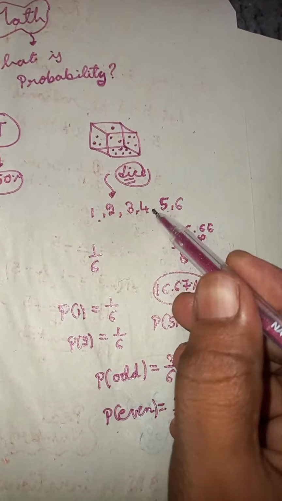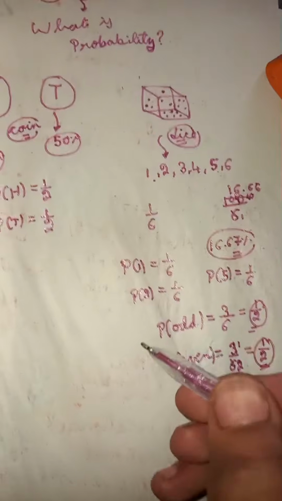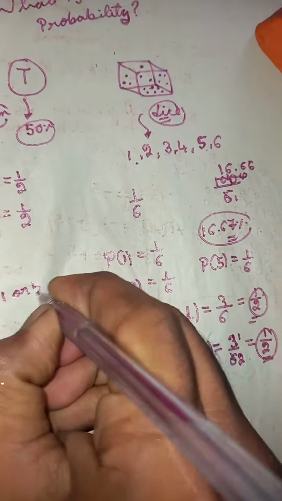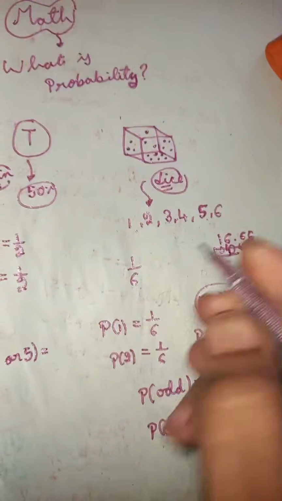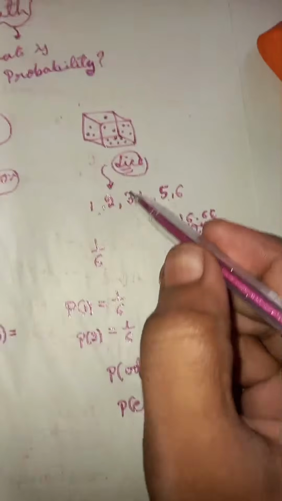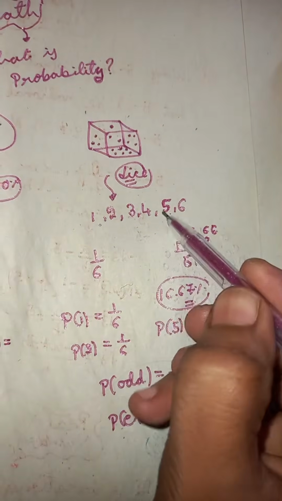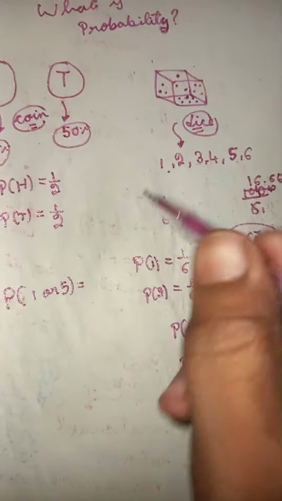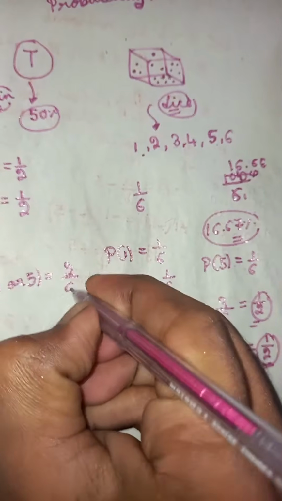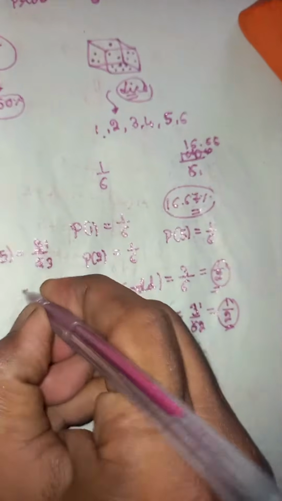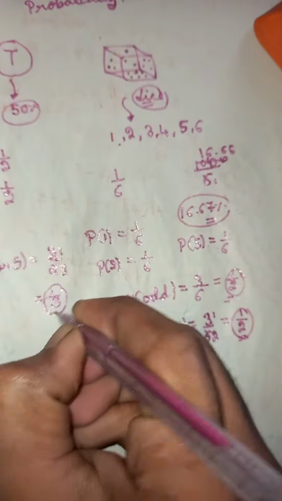Now we're going to tell how to find the probability of getting either 1 or 5. You can find it in an easy way. There are six chances, and 1 or 5 is just two chances, so you can write it as 2 by 6, which simplifies to 1 by 3.